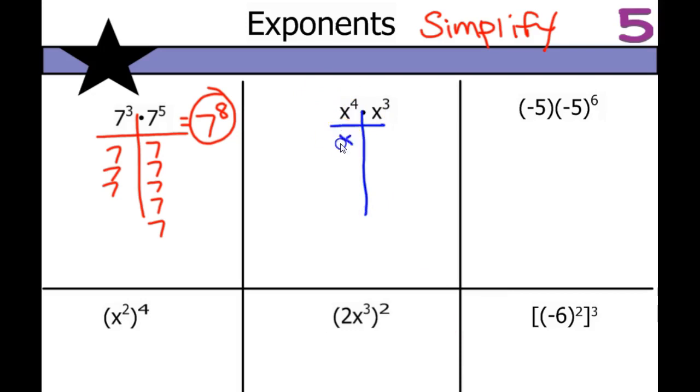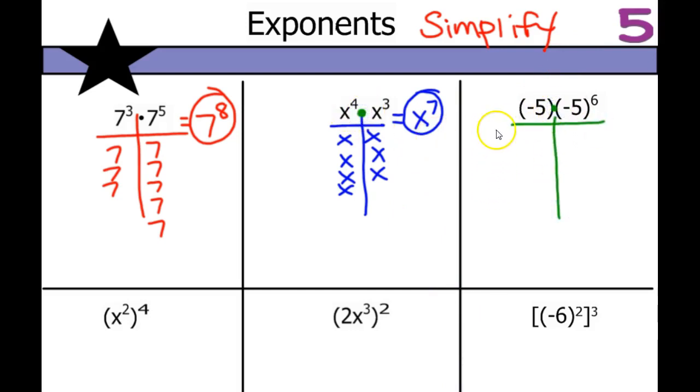Same thing here, but with x's. This is 4 x's. The exponent tells you how many you have. This is 3. So we have a total of how many x's? Well, 4 plus 3 more is 7. Same thing here. Don't let this trick you. These are touching. This really is multiplied just like these were multiplied. This is just 1 negative 5, and this is 6 negative 5s. So if that's 6 and 1 more, that makes negative 5 seven times.